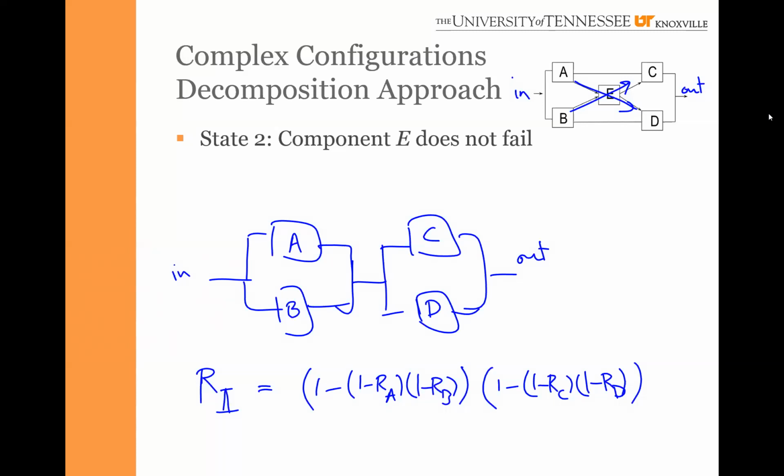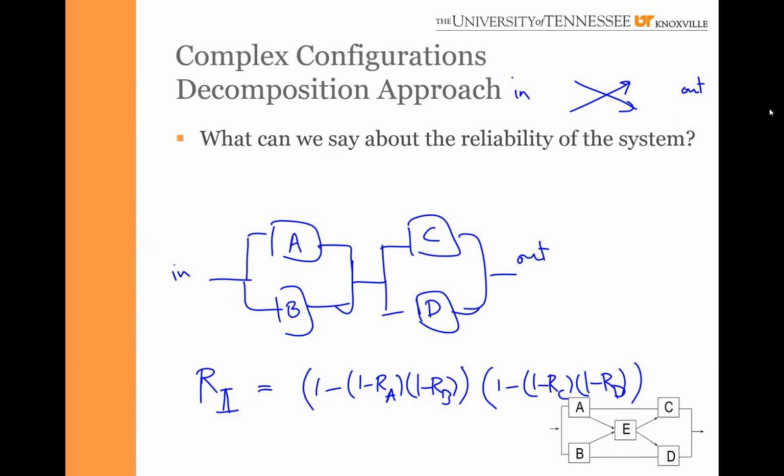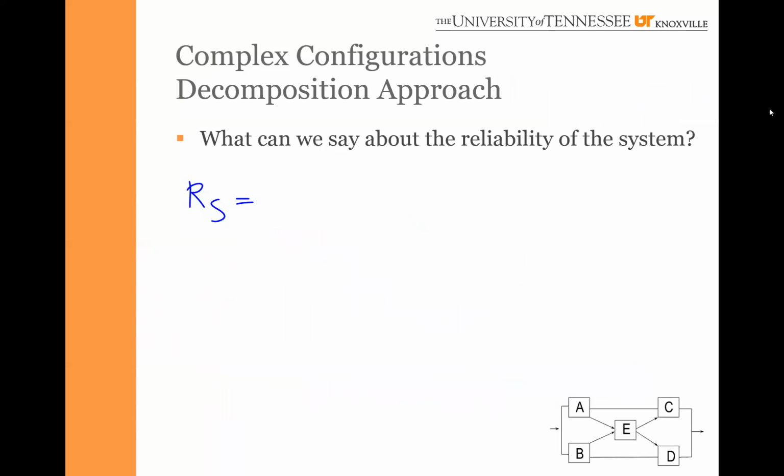All right, so we're not quite done yet, because we looked at two cases: E works, E doesn't work. Exactly. So I'm going to put them back together. I'm going to say R of the system is, when E works, I have the second one, and when E fails, 1 minus RE, I have the first one. Okay, we have a name for what I'm doing here. What is the name? I'm essentially doing something on E. It starts with C, O, N, D, I. I'm conditioning on E.